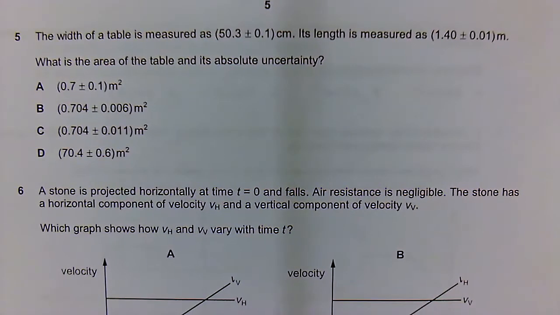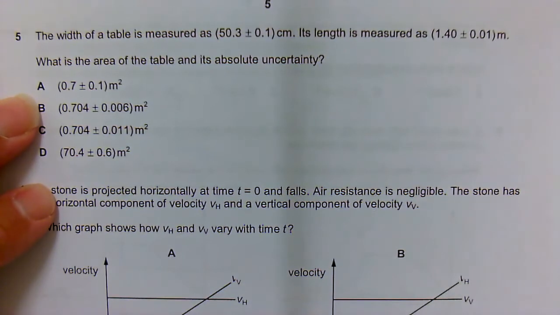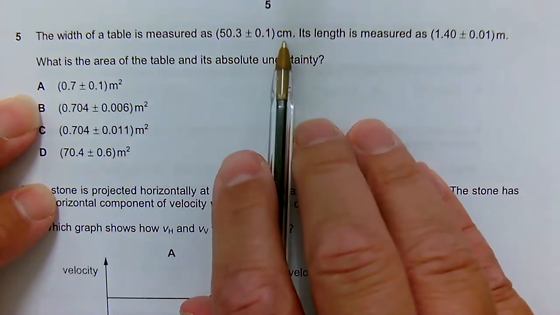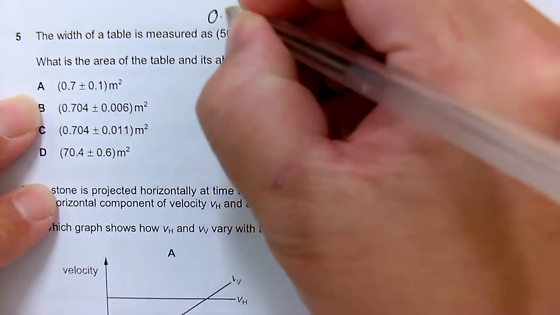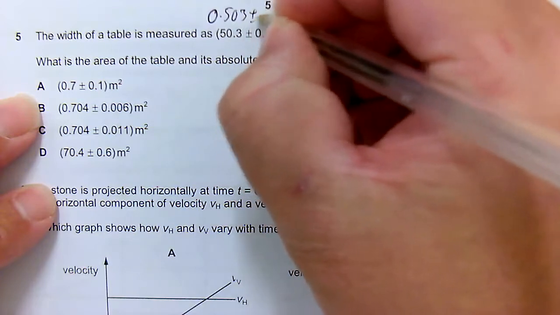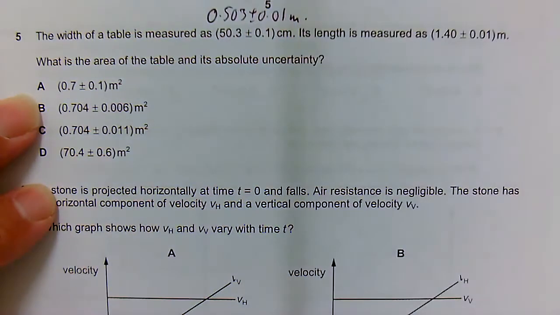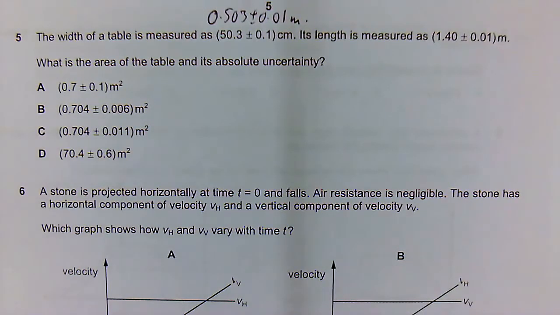The width of a table is measured as 50.3 plus or minus 0.1, and its length is 1.4 plus or minus 0.01 meters. So you've got to be careful. This is in centimeters. So the first thing we've got to do is work this out in meters. So that would be 0.503 plus or minus 0.01 meters. It then says you've got to work out the area of the table and its absolute uncertainty.